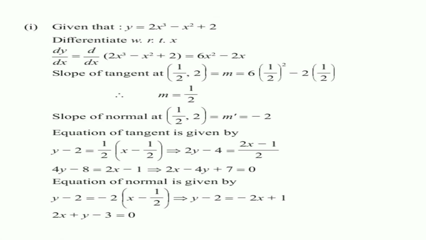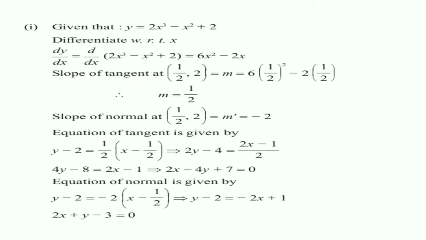For example, given that y equals 2x cube minus x square plus 2, differentiate with respect to x. dy by dx equals derivative of 2x cube minus x square plus 2, which is equal to 6x square minus 2x. Slope of tangent at (1/2, 2) is m equals 6 into (1/2) square minus 2 into 1/2. Therefore, m equals 1/2. Slope of normal at (1/2, 2) equals m dash equals minus 2.